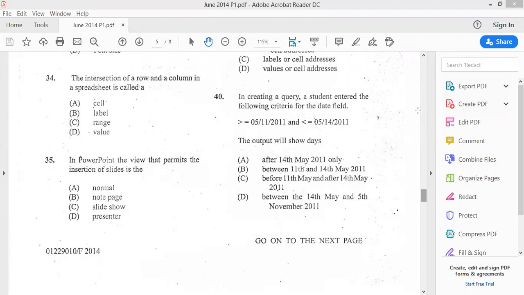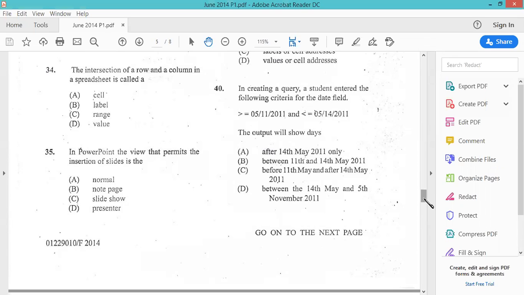B. Between the 11th and 14th of May. Okay. Anybody else? Guys, why are you not answering? You're not seeing the questions? Everybody gone silent? So it's a query you're doing, and if you run the query and put in the criteria greater than or equal to that date and less than or equal to that date, what will the query show?